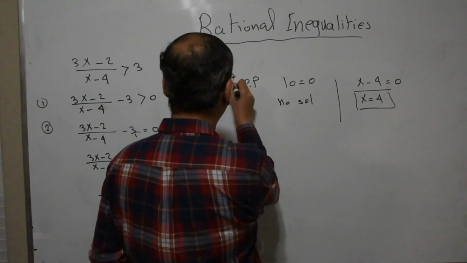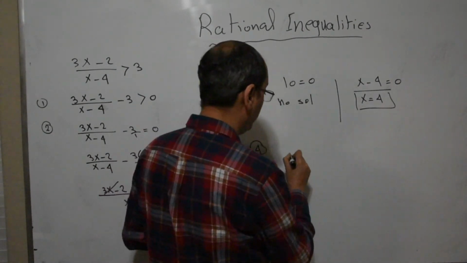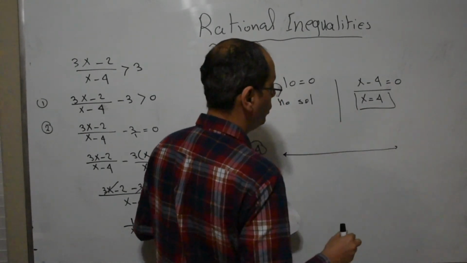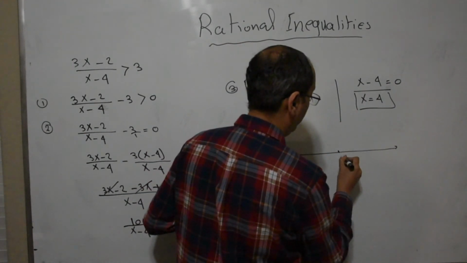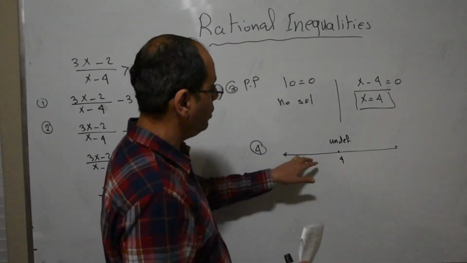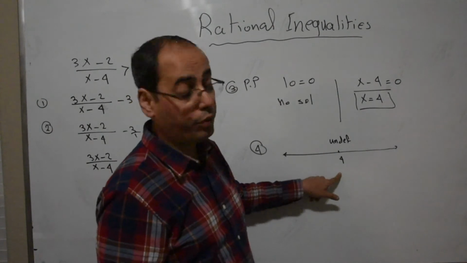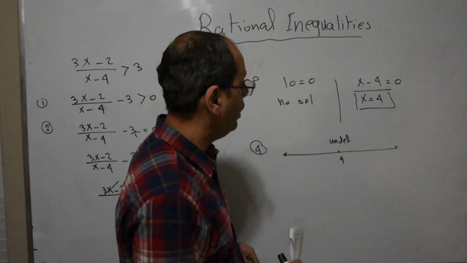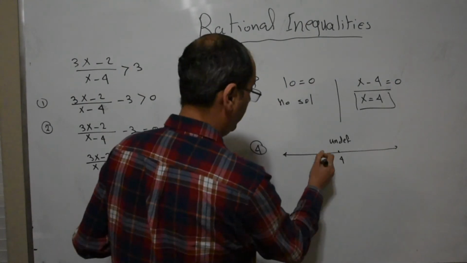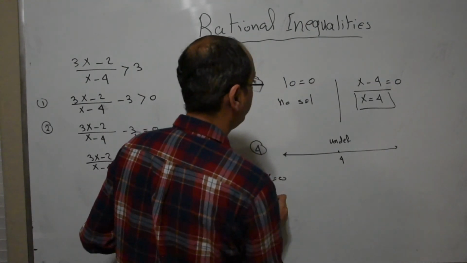So I do step 4, the line, a short line, and I have only one point here, which is 4, and it's undefined. So I have to test in two intervals, from negative infinity to 4 and from 4 to infinity. So let's plug a point here. Let's say 0 here. X is 0.